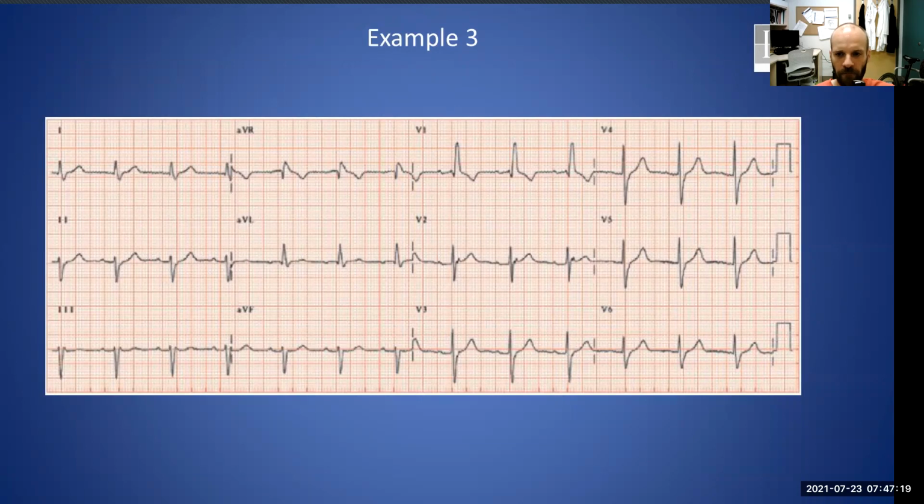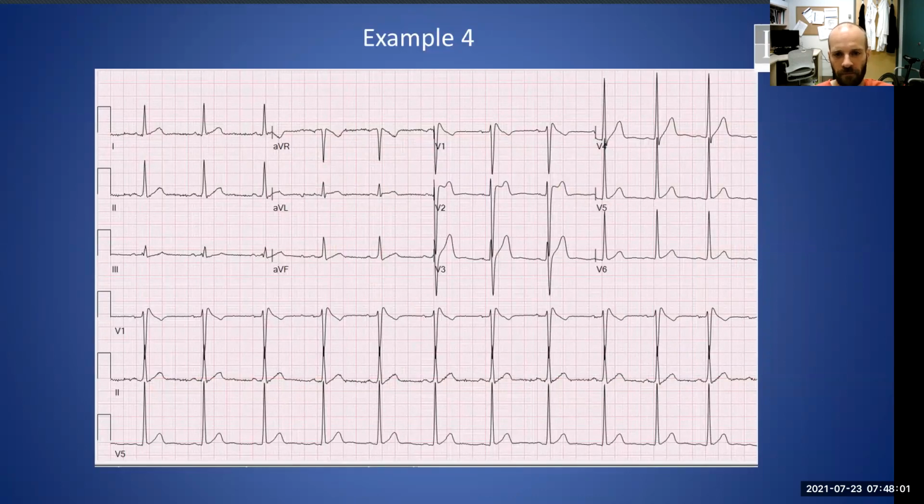What about this one? Does this look like a Brugada pattern? Not from V1, V2. No. So here we've got a right bundle branch block pattern, so we've got an R, S, R prime. We don't have clear ST elevation here. We certainly don't have 2 mm J point elevation. So this is just a right bundle branch block. You wouldn't call this a Brugada pattern.